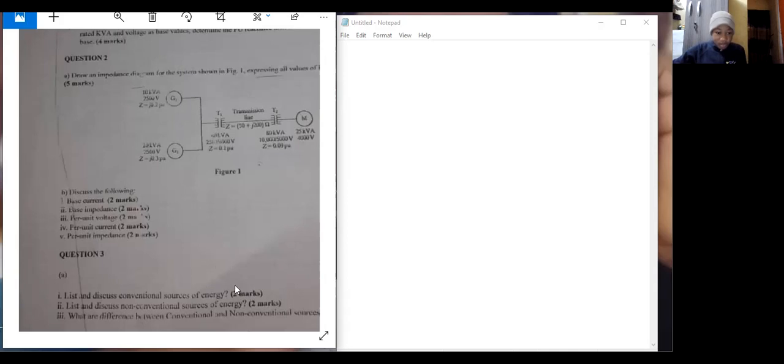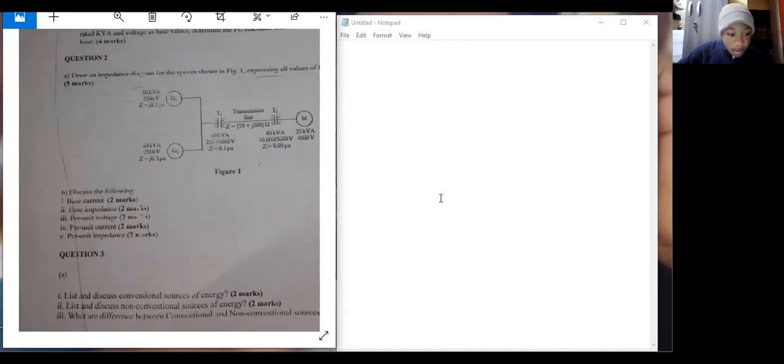Now, the next thing they say here is, list and discuss non-conventional sources of energy. Same with the other one, we define non-conventional sources of energy as renewable energy. They are clean. They are used mainly for household purposes. They are environmentally friendly, and any other thing you want to describe them as. They are renewable in such a way that they can replenish themselves, and the rate of consumption and the rate at which they replenish themselves are the same. Unlike conventional sources of energy.